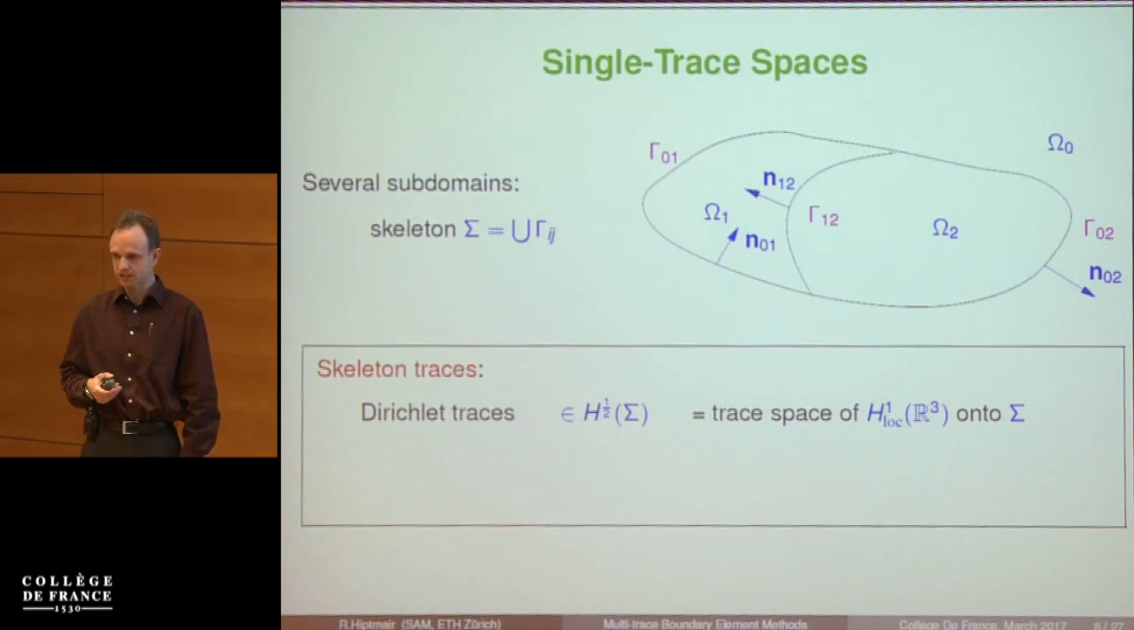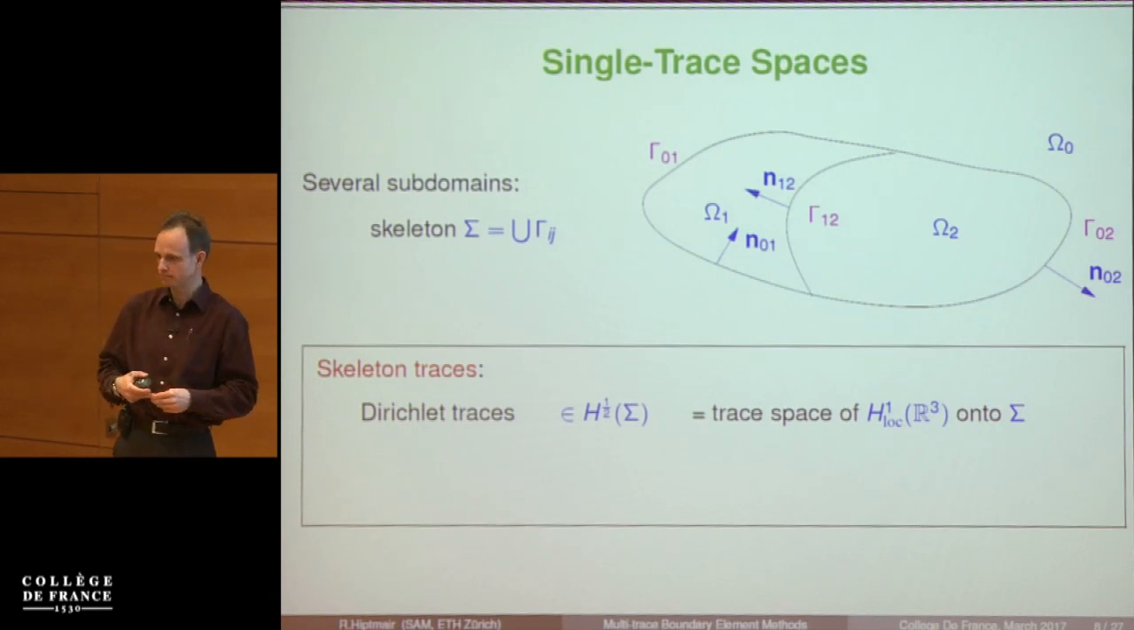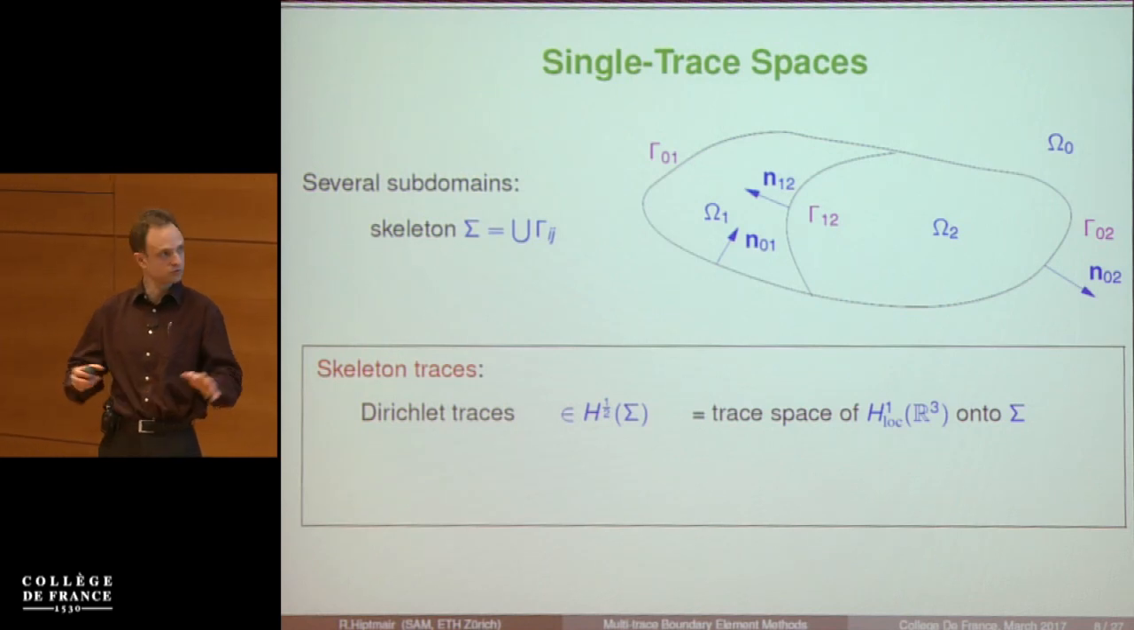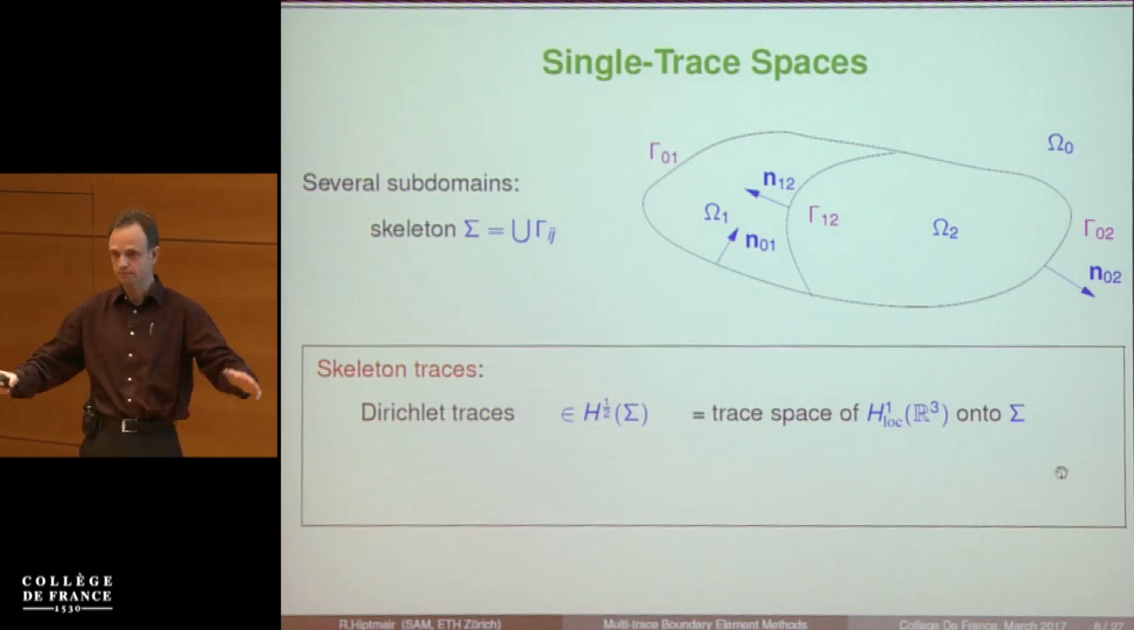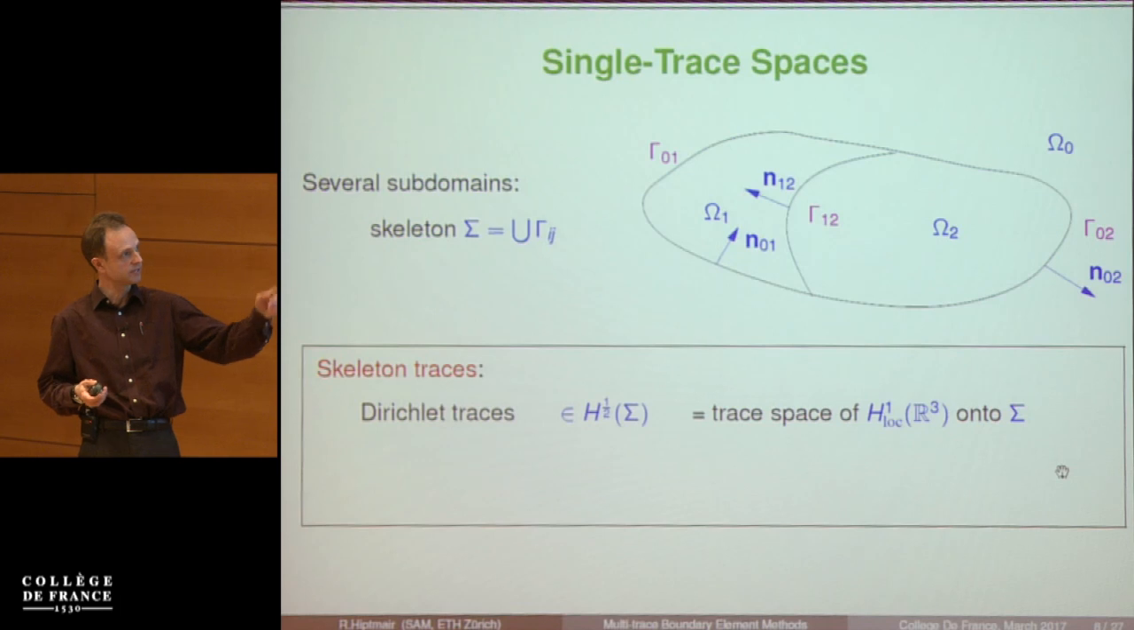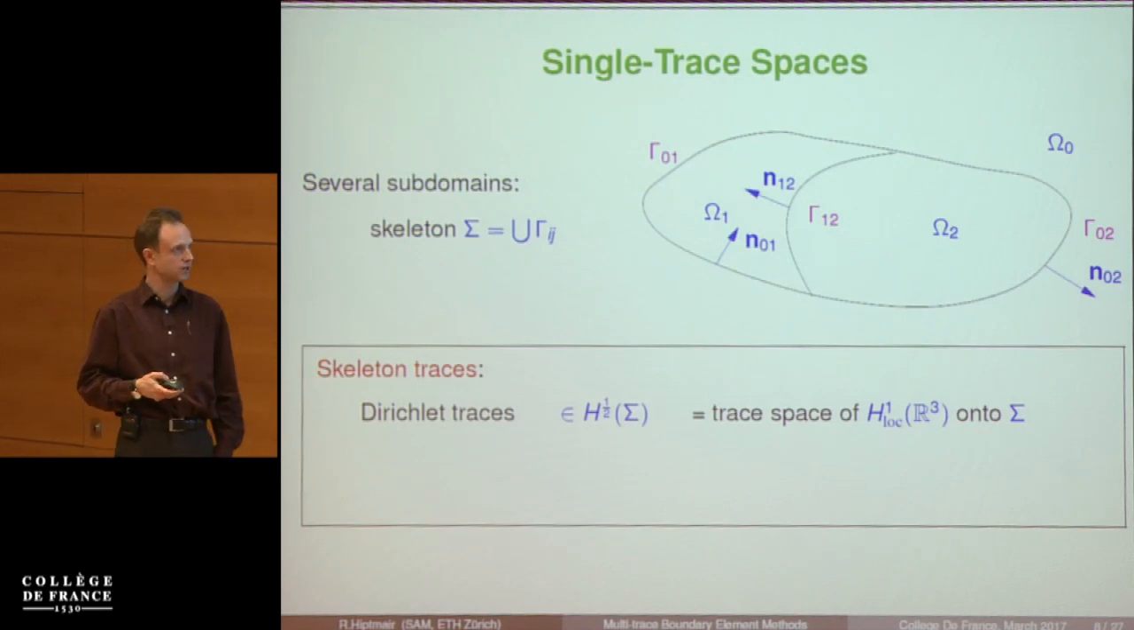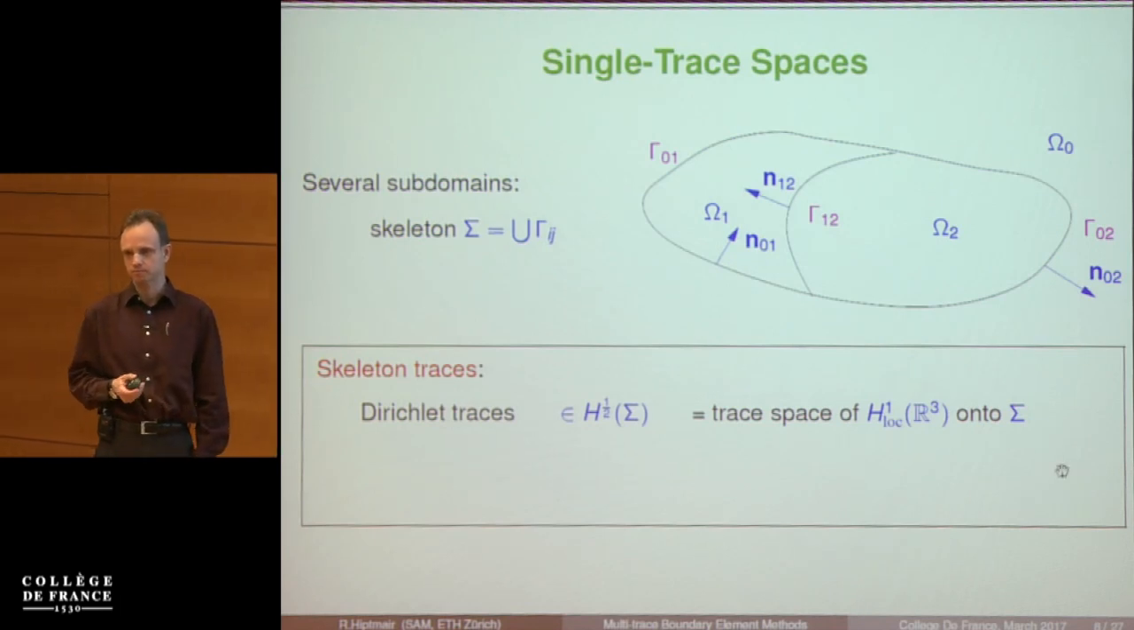And the skeleton Dirichlet trace space can be defined as the trace space of global H1 functions on the skeleton. So you've got a function in H1 everywhere, restricted to the skeleton, and you get a function in this space H^(1/2)(Σ).